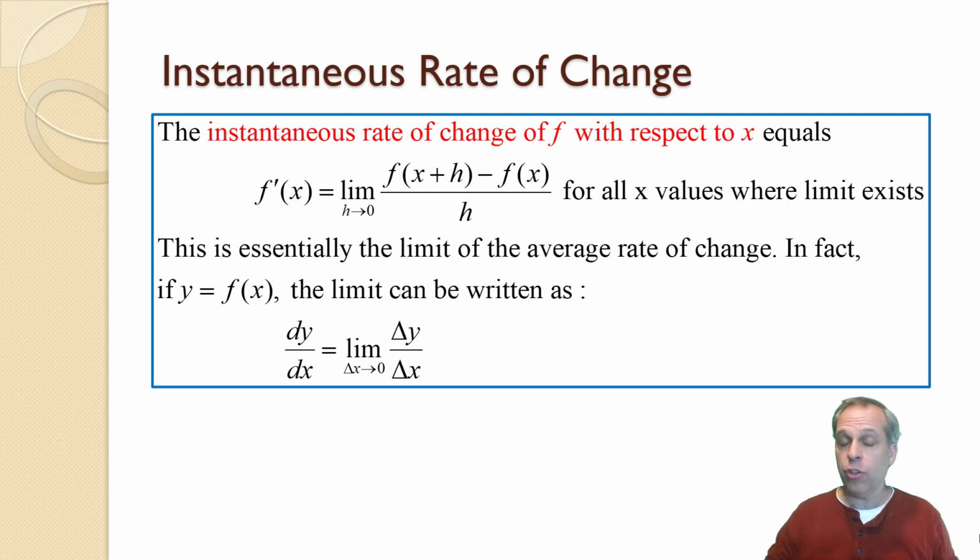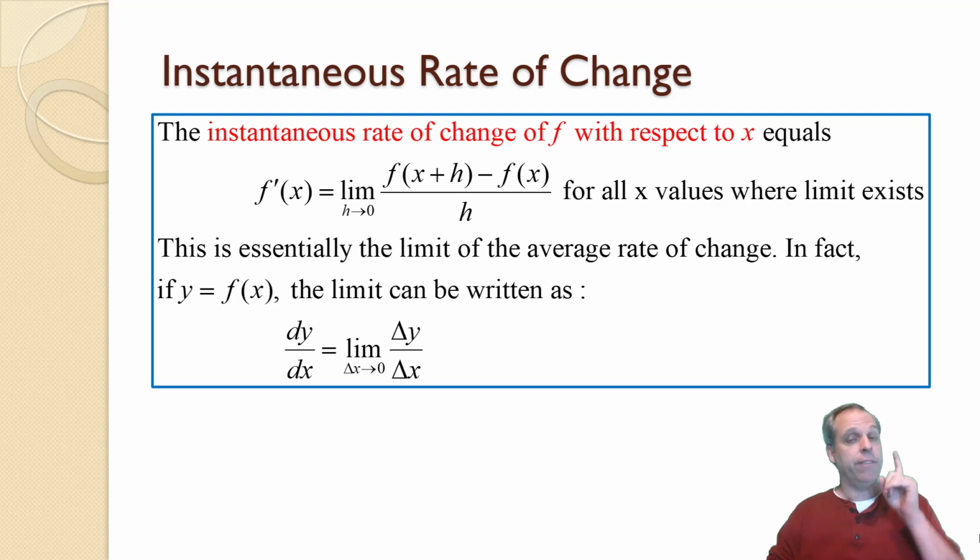So the instantaneous rate of change of a function with respect to x is just the derivative, which is the limit of the difference quotient, provided the limit exists, and we consider the domain to be the set of all values so that the limit does exist. Notice that this is essentially just the limit of the average rate of change.